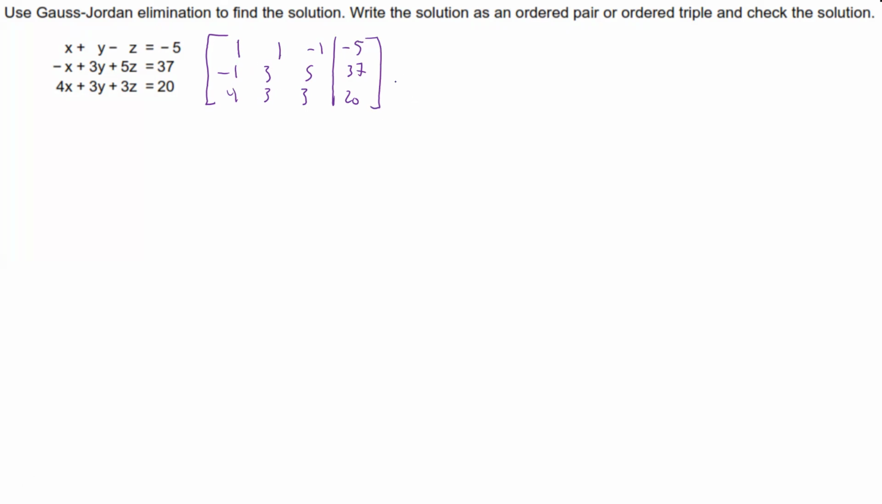So I think I'm going to take row 1 plus row 2, and that's my new row 2. I'm going to take minus 4 times row 1 plus row 3, and that's my new row 3. That way I make those two equal 0. Okay, so first row will stay the same.